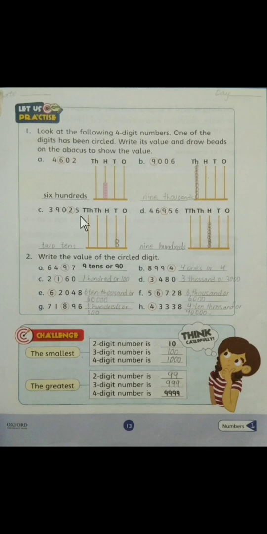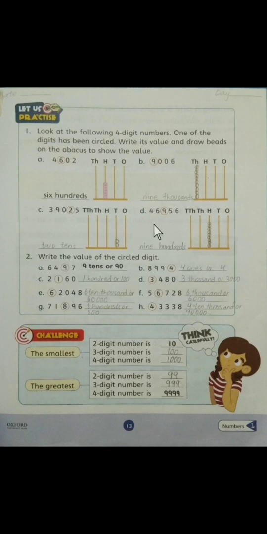Now moving forward to C. Here we have number 39,025. Here we have a 5-digit number. The circled number is 2 and we have to write down the place value of this 2. So what is the place value of 2, class? Ones, tens. How can we name it? 39,025. So the place value of 2 is tens. So we have to write 2 tens and draw 2 beads in our tens column.